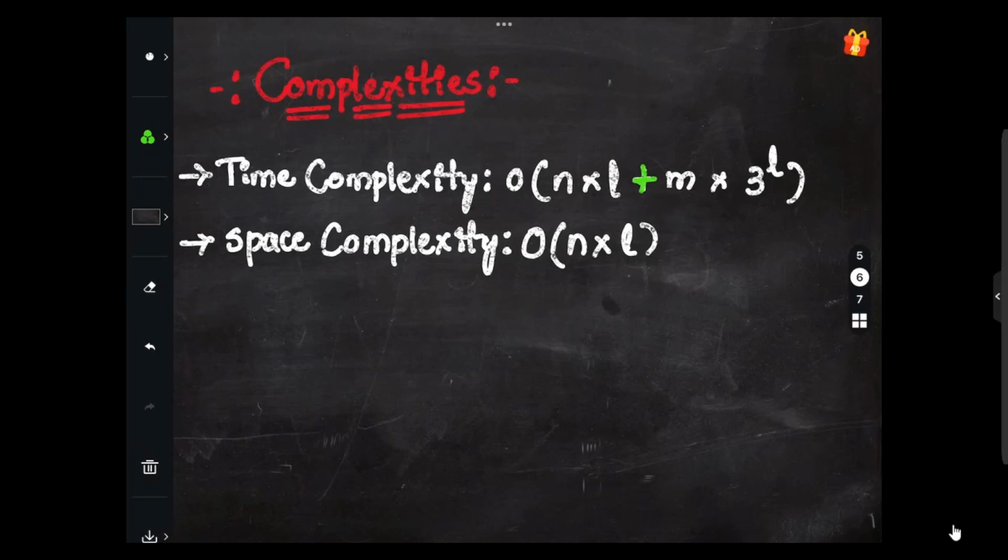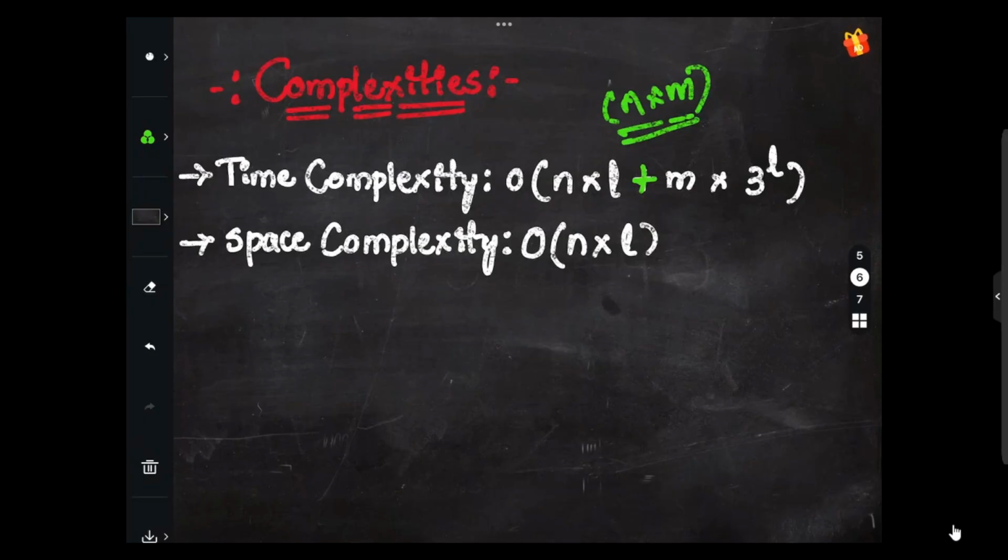Why is it here, can we just consider n plus m? Why is it n into L plus m into 3 to the power of L basically? We can just consider n into m here, right? In simple terms, why are we going with n into L plus m into 3 to the power of L? N into L because we will be going with the insertion within the trie, right?